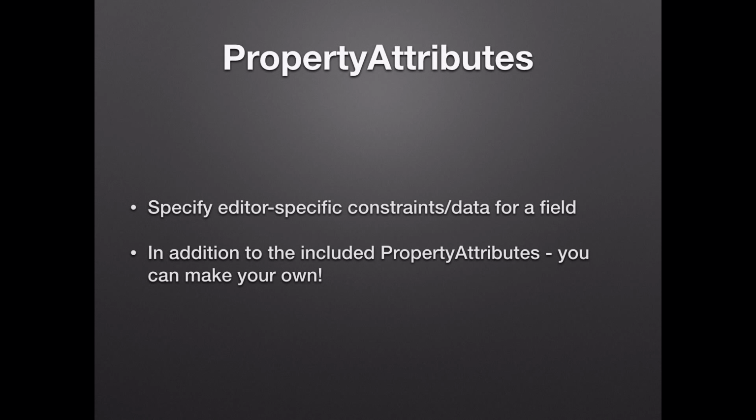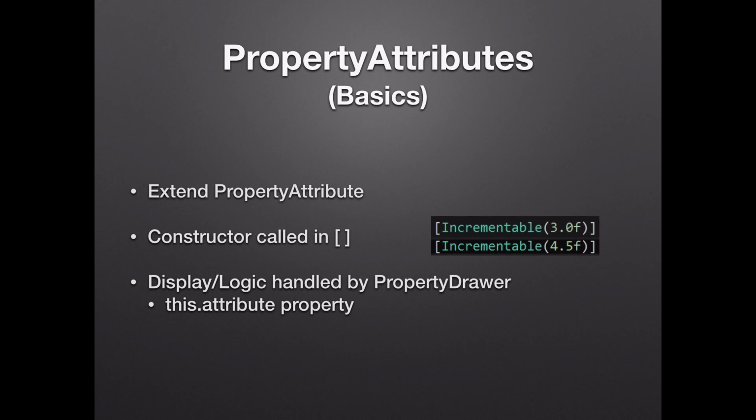So basics of this does not go in an editor folder. This actually goes in your normal script area. It should go in the project that ships with the game, because this will actually go in, be attached to your mono behavior. You extend the property attribute class. I forgot to put it on the slide, but the name of the class should be the name of the attribute followed by the word attribute with a capital A. So that's actually how it looks for it when you're writing it out. So the incrementable you see here, the class name is incrementable attribute. Same thing with serializable, it's serializable attribute.